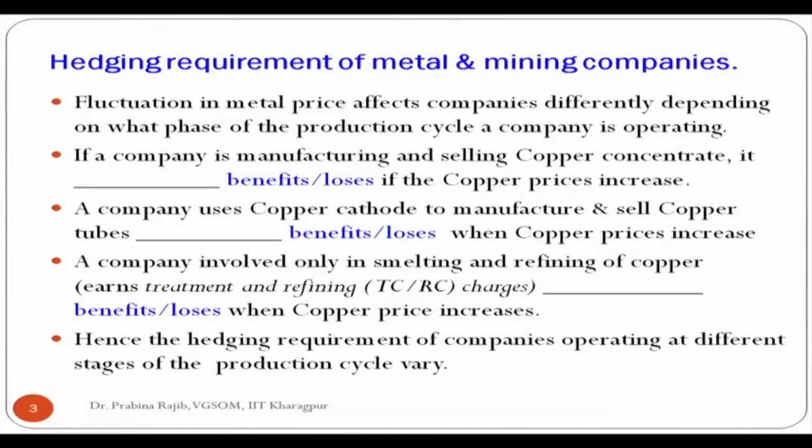So what we are discussing is that depending upon what kind of value chain or which phase of the production process a company is operating in, a price increase or decrease is going to affect those companies in a different manner. So the hedging requirements of companies operating at different stages of the production cycle will vary with the change in copper prices.